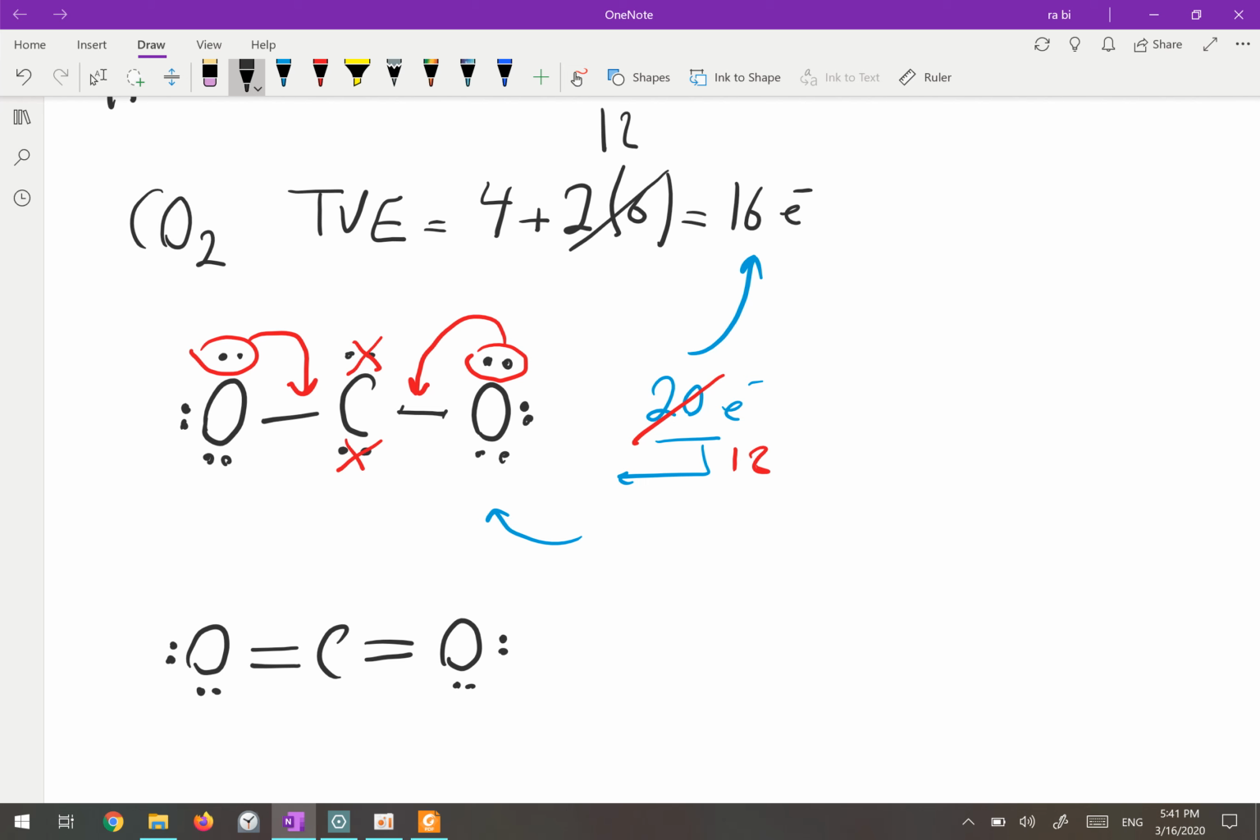Now if you count the electrons on each atom in this structure, for example look at the carbon, it has 2, 4, 6, 8, so it's an octet. Look at the oxygen at the left side, it has 2, 4, 6, 8, so this one also becomes an octet. So both of these oxygens and the carbon are octets, and if you count the electrons in this structure, it becomes 16. So this is a correct Lewis structure for carbon dioxide.